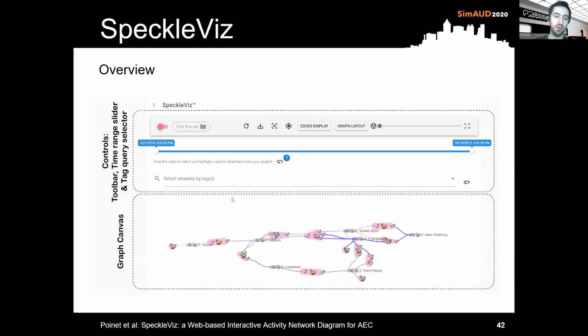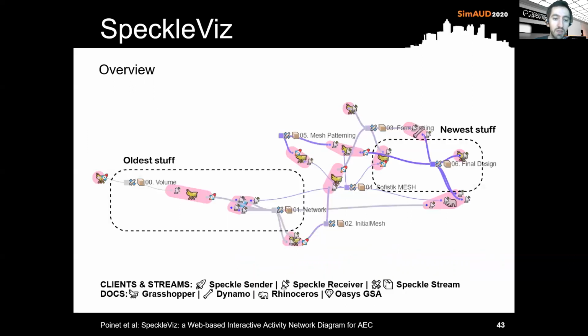There are toolbars, a time range selector, a time range slider, a tag query selector, and on the bottom you have the graph canvas itself, where the graph is represented. There is a color code: if edges and nodes are more gray, it means it's older stuff, like objects that were created a long time ago, and if it's blue, this is where the newest streams or objects have been created.